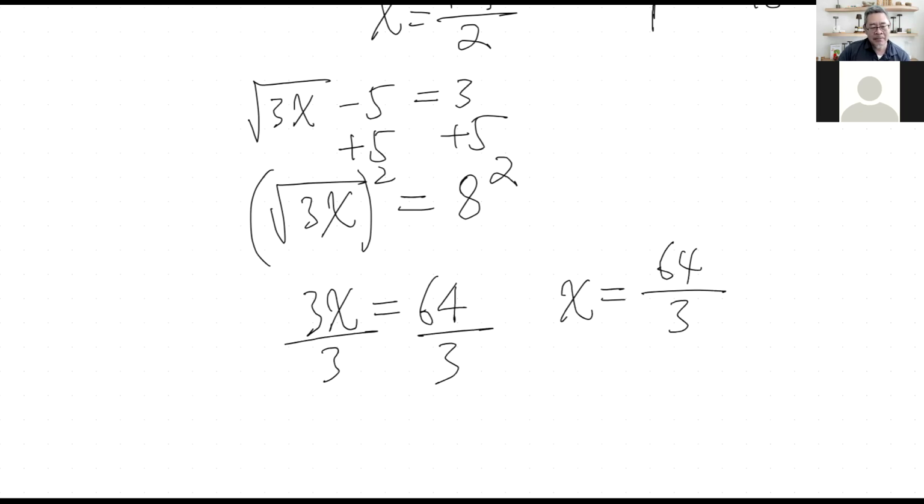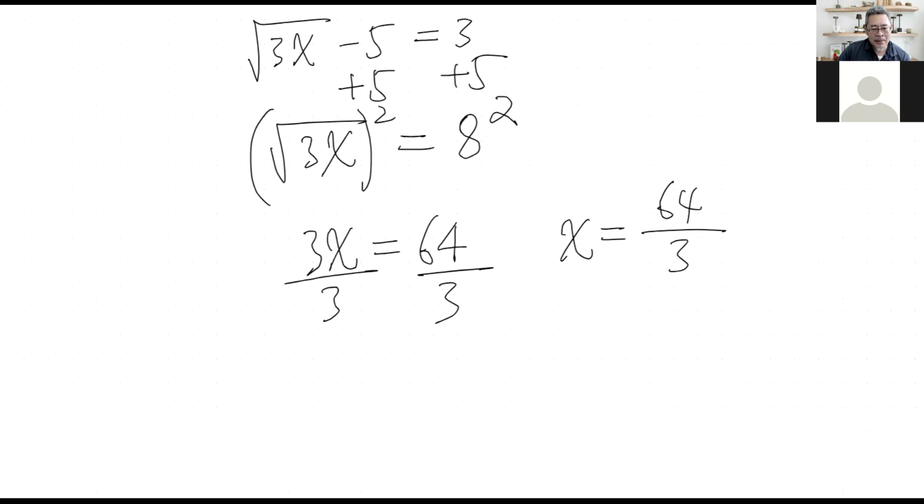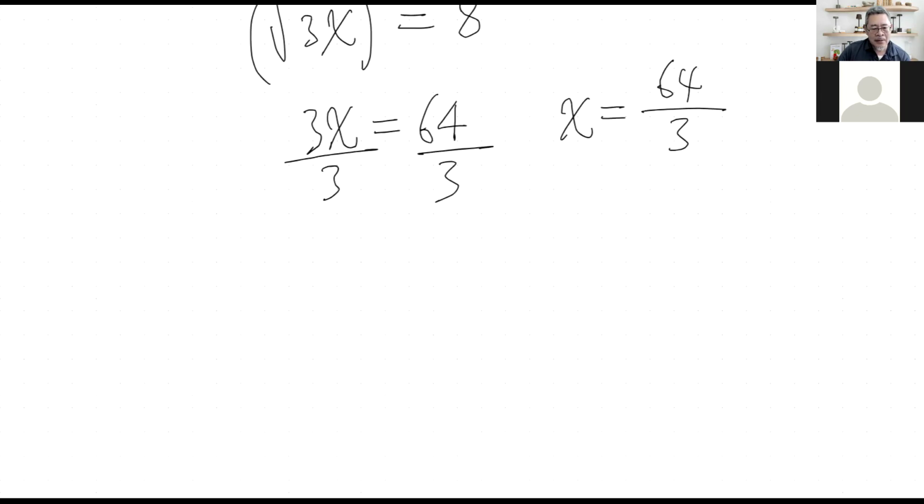Good. Okay, so I did everything right apparently, but I tried to divide 64 by 3 and I got like 21.333 or whatever. Right. I mean, you don't have to. You can just keep it as a fraction. Okay, that makes sense. Mhm. Okay.